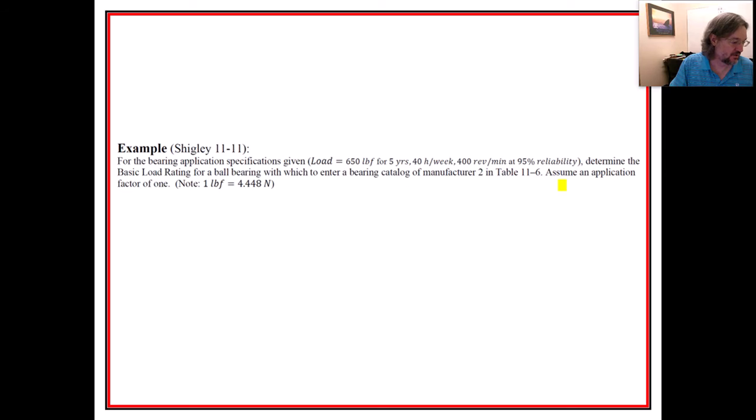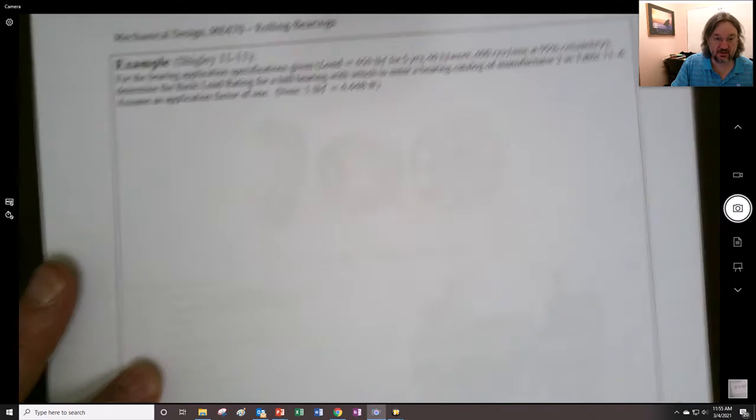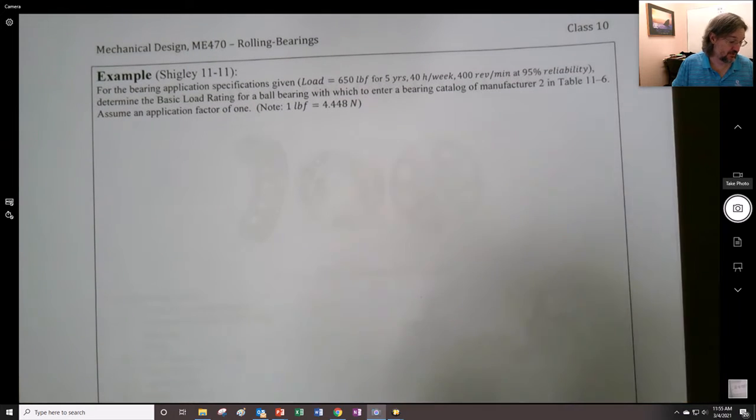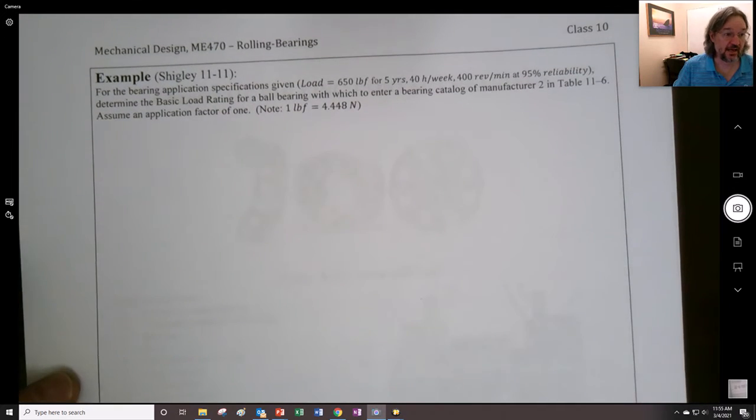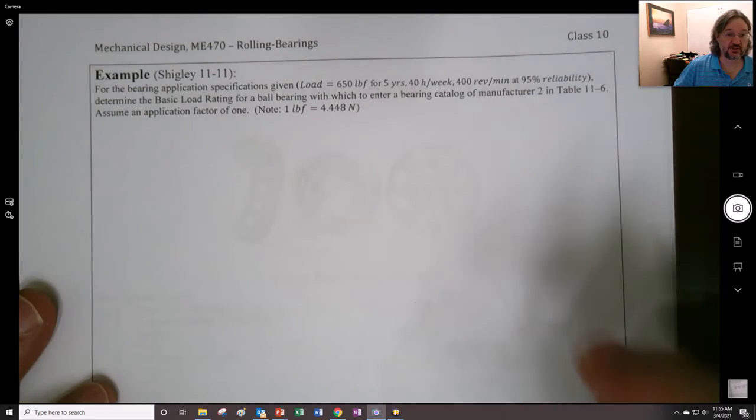So they're telling us table 11.6 is the one that I showed you previously that has the Weibull factors that you use. Assume an application factor of 1. Right, and I also noted that they gave us the loading in pounds, so we're going to want to turn this into newtons later on. Maybe we want to do it right away. Let me see what they did. So we have the bearing application specifications given there.